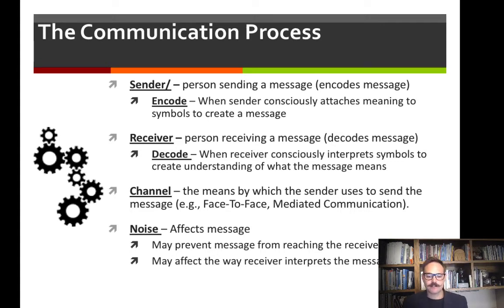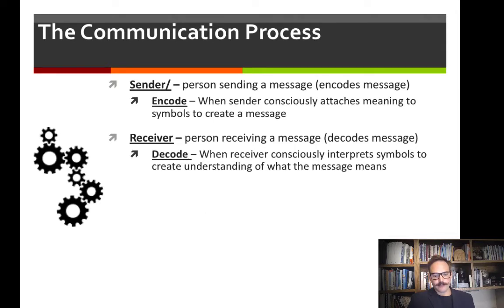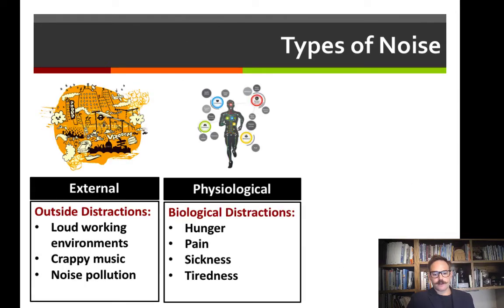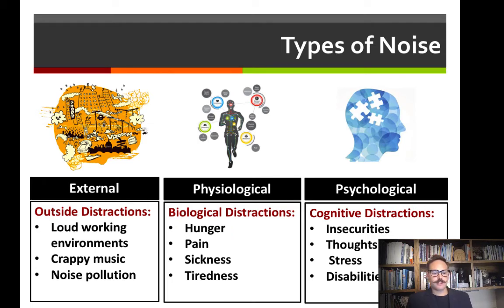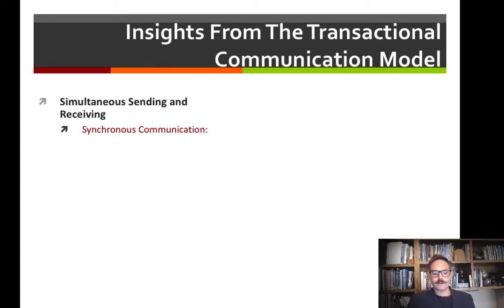The channel, as we discussed earlier, is the means by which a sender sends a message, and noise is anything that affects the message. So I did talk about types of noise. The three are external, physiological, and psychological noises. Here are some examples taken from the book. So what are the insights from this transactional communication model? Well, we are sending and receiving messages simultaneously, typically when we're in person.